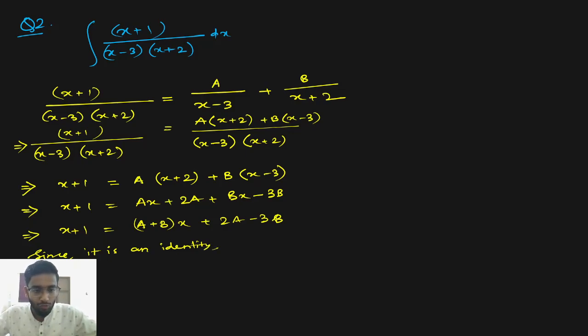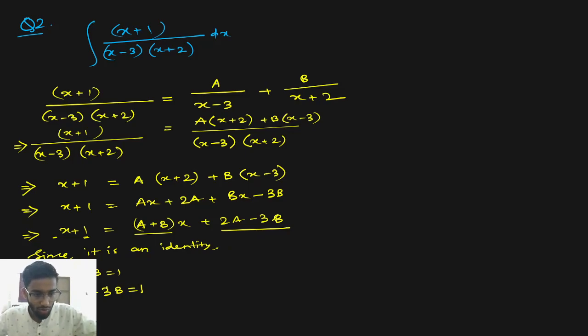by comparing the coefficients, that means if you compare the left hand side and right hand side, you will get that the coefficient of x is 1 on the left hand side, and the right hand side has A plus B. So clearly A plus B is equal to 1, and similarly 2A minus 3B is also equal to 1. Constant part, if you compare, this part will be 1, and the coefficient of x is 1, since A plus B is also 1.